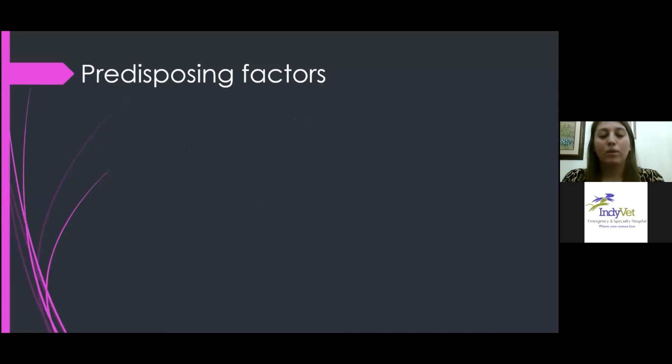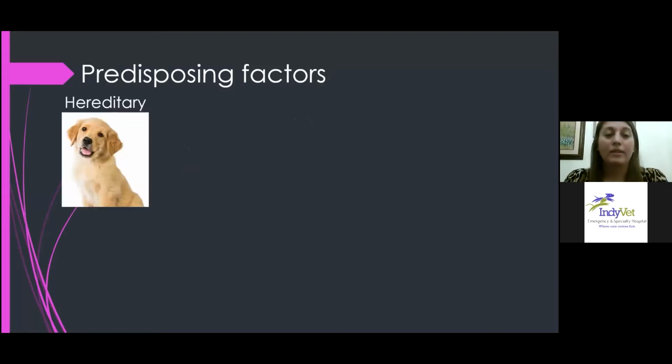So what are some predisposing factors to developing cancer? One is that it's hereditary. We know that some breeds are at higher risk for developing certain cancers than others. Golden retrievers are more likely to get hemangiosarcomas and lymphomas. Boxers like to get mast cell tumors. Giant breed dogs such as Great Danes and Irish Wolfhounds like to get osteosarcoma.